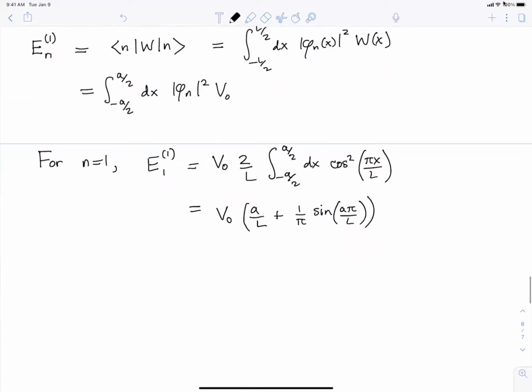Okay, and so then we can summarize what the ground state energy is. It's just the unperturbed value, which looks like h bar squared pi squared over 2mL squared, plus something proportional to the perturbation, which turns out, I'm just recopying the line above. It looks like this.